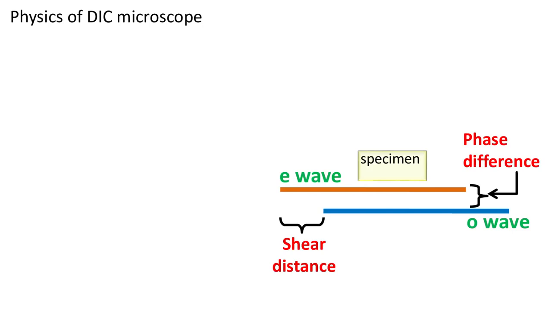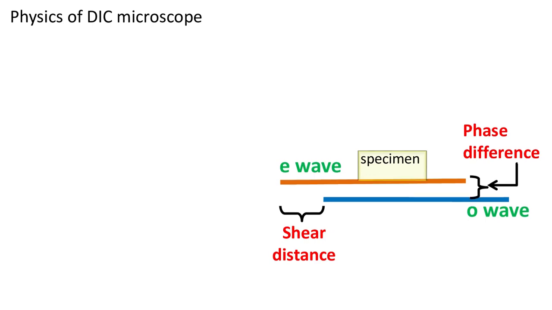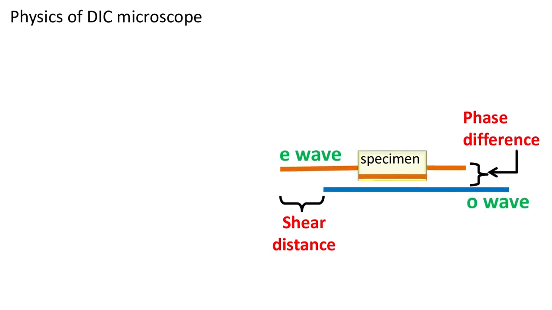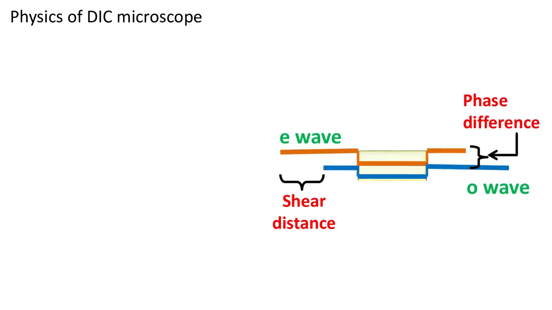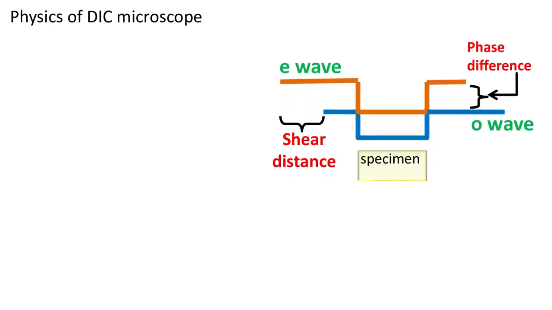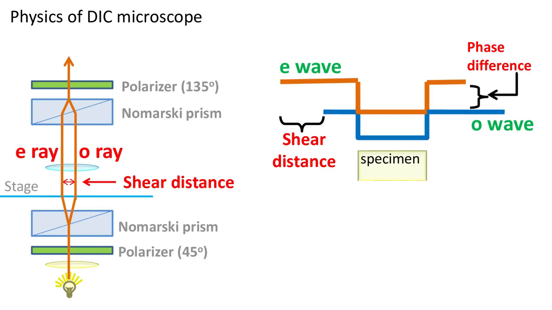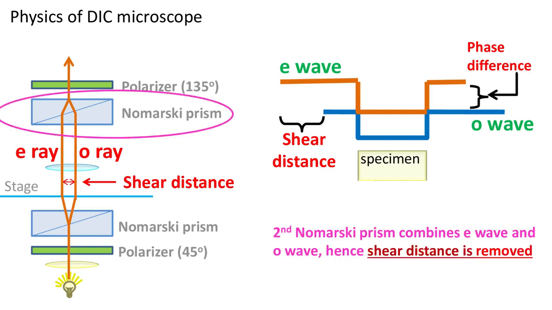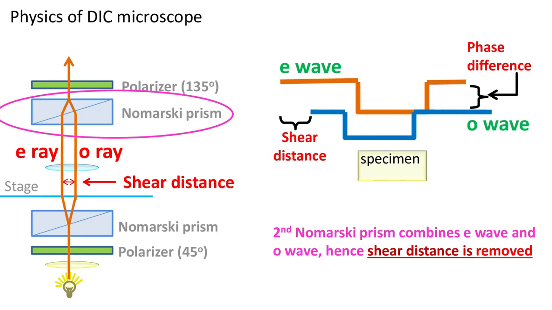As the specimen is dense and has a greater refractive index as compared to air, the velocity of light traveling through the specimen decreases. As the wavefronts travel further, they encounter the second Nomarski prism. It is over here that both these wavefronts are now combined.